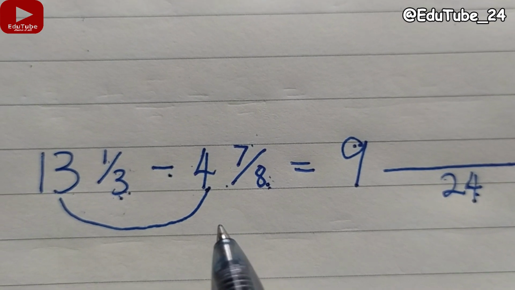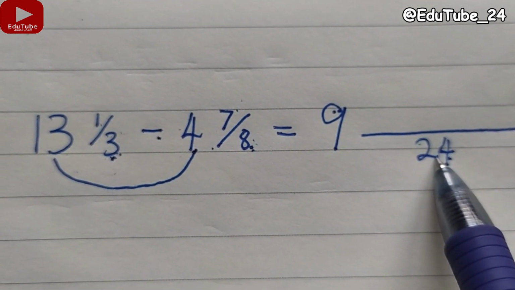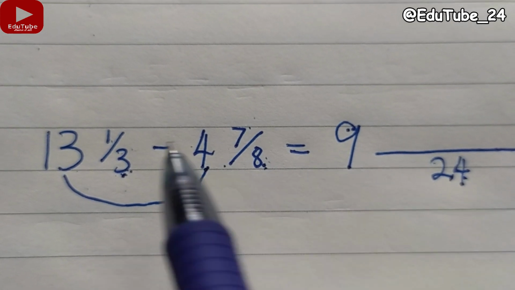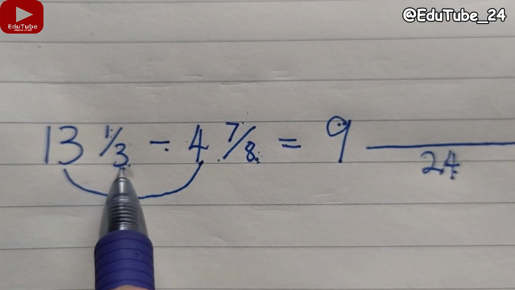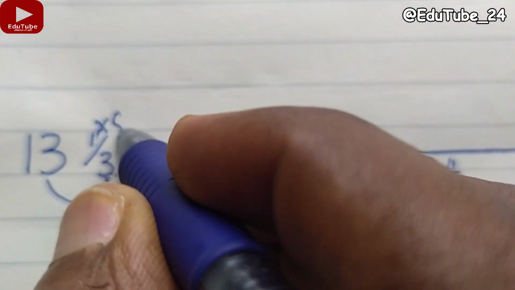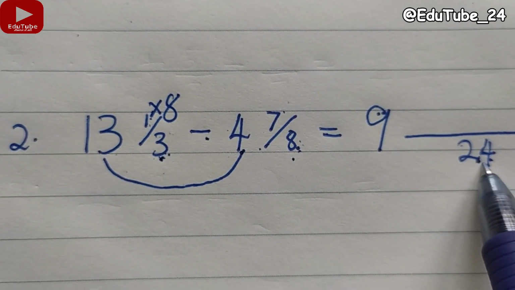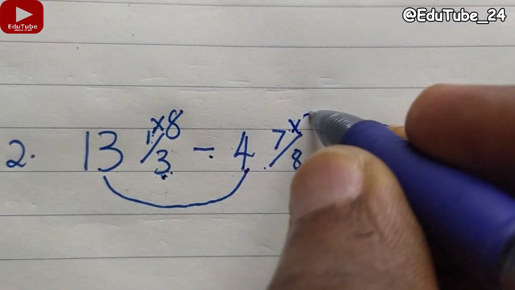So the next thing is to use each denominator to divide our common denominator, and whatever answer I get, I'll use it to multiply the numerator. So how many 3 goes in 24? That will give me 8. So I will say 1 times 8. And then how many 8 goes in 24? That will give me 3. So I will say 7 times 3.